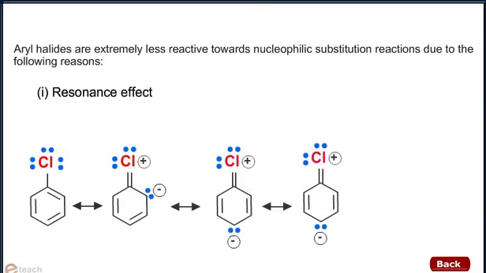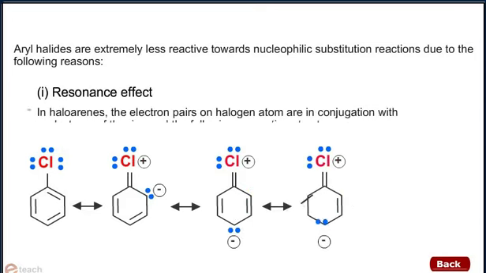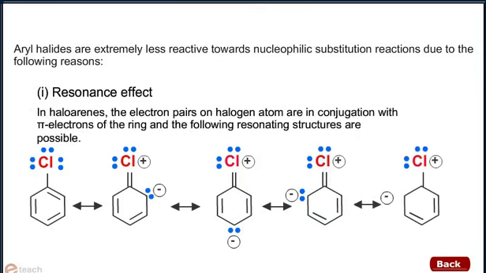The first one is resonance effect. In haloarenes, the electron pairs on halogen atom are in conjugation with pi electrons of the ring, and the following resonating structures are possible, which can be seen in the given figure, which shows resonance in chlorobenzene.